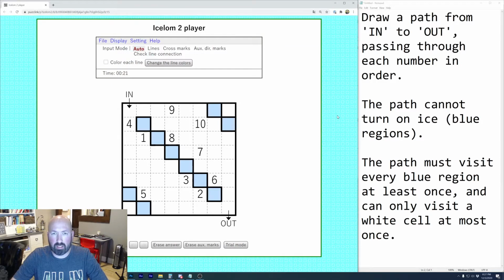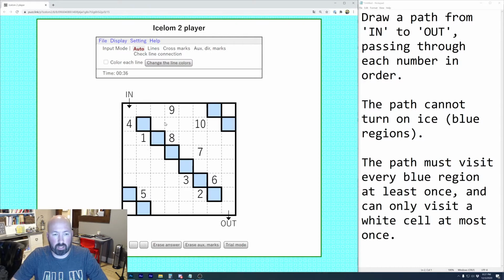All right, day 4 of the Advent calendar, and today is the first day we have a puzzle that's not a Sudoku. Today's puzzle is going to be an Ice Loam. This is not today's puzzle. This is an example of an Ice Loam puzzle.